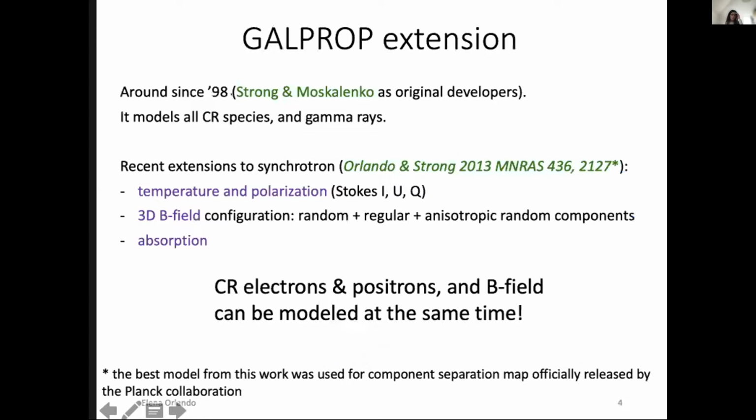So GALPROP dates back to around 1998, with Strong and Moskalenko as the original developers. And it models all cosmic ray species and gamma rays. And recently we have extended the synchrotron emission, including temperature and polarization calculation with Stokes I, U, and Q, and including also the magnetic field configuration, with a random component, a regular one, and also accounting for an anisotropic random component. We also included absorption, so we can go also to lower latitudes and in the galactic plane, which would not be possible otherwise. So in this way, the aim is that cosmic ray electrons and positrons and magnetic fields can be modeled at the same time.